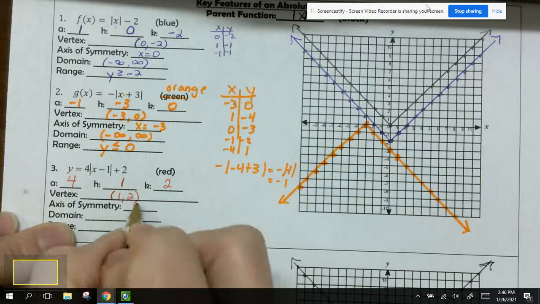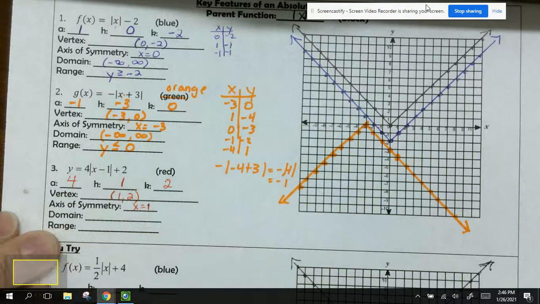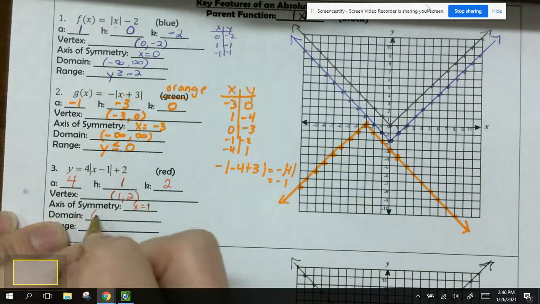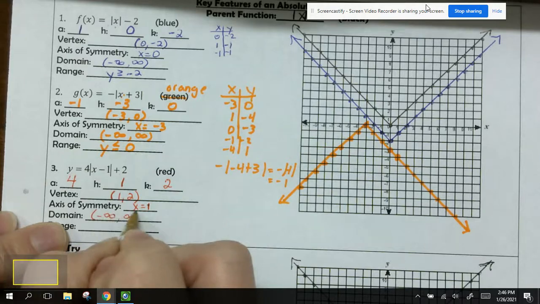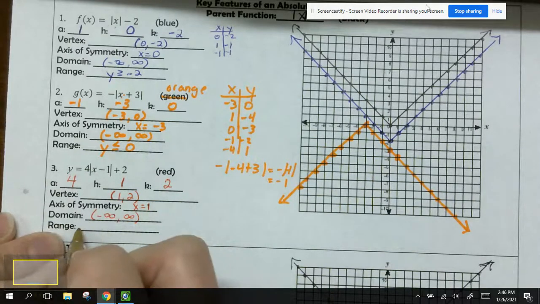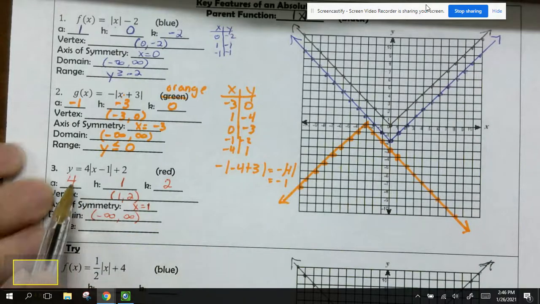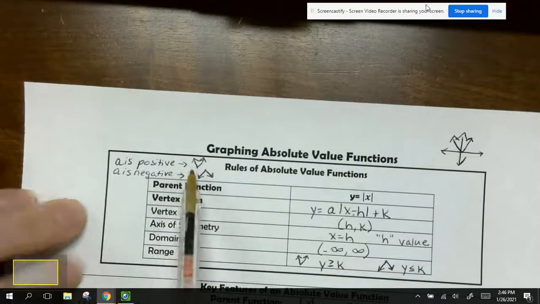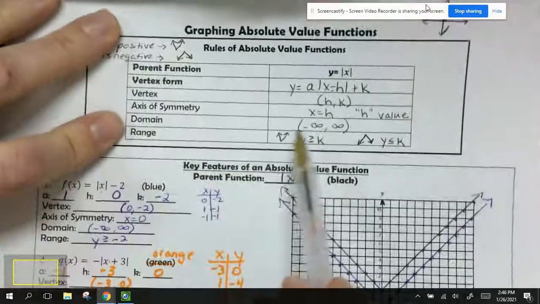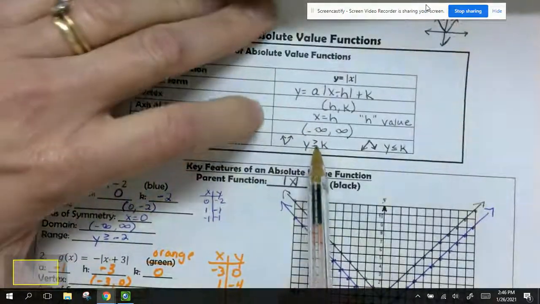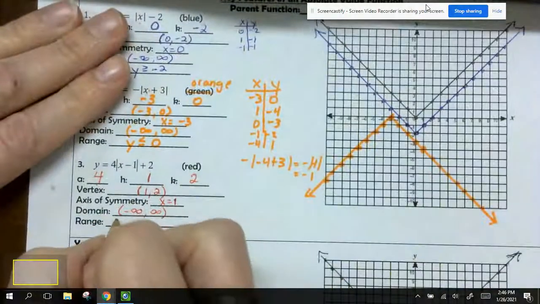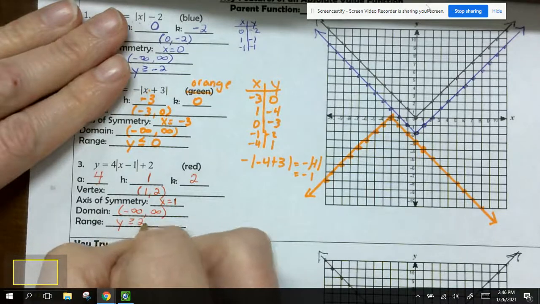The axis of symmetry is going to be at X equals 1. The domain is negative infinity to infinity. And the range is, we got to look at A first. A is positive. So if A is positive, it opens up. And when it opens up, that's Y is greater than or equal to K. So Y is greater than or equal to 2.